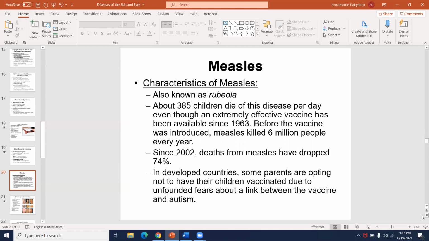it was like 385 children would die per day of this disease. Vaccination came around. But before then, measles killed about 6 million people every single year around the world. Not in the United States alone, but the 6 million would be around the world. Since the vaccine, deaths have been greatly reduced.